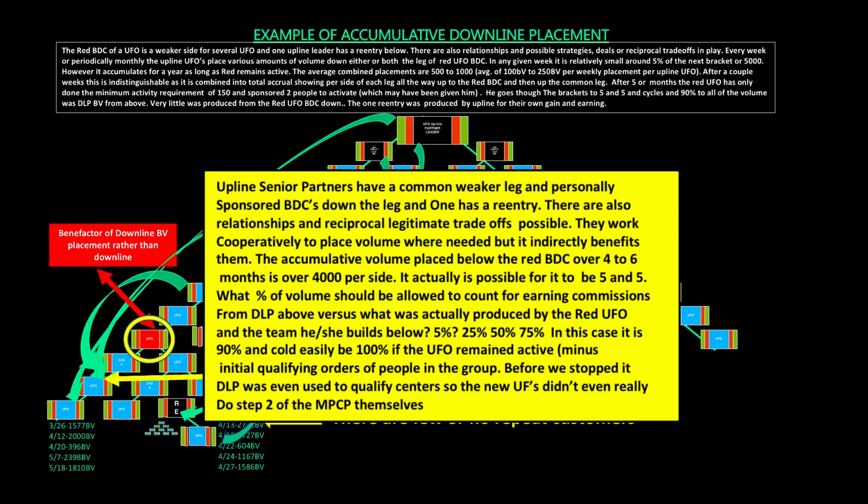Now, how does that make any sense? I got more BV from above than I actually generated below. And so what is a fair number? 5%, 25%, 50%, 75%? I mean, 75% of somebody's volume that they earn a check on came from above. How does that make any sense? And I think it's just common sense. It weakens the whole system, and there's legal problems with it. So we've got to be aware of these things. I'm not trying to make things difficult. I'm trying to make things right.